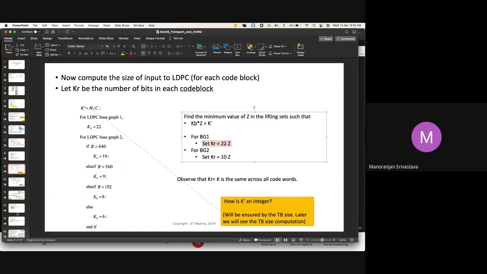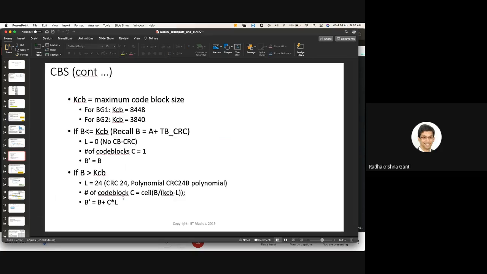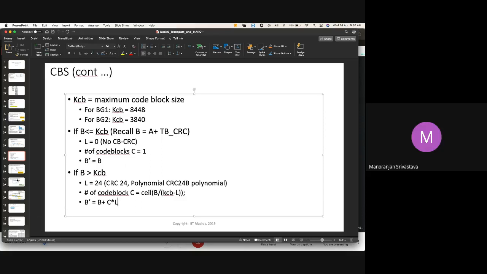Here B dash is what, sir? K dash is equal to B dash by C. So B dash is what? B dash was the total number of bits after you do the code block segmentation and add the 24-bit CRC for each code block. That is B plus C times the number of code blocks times 24. Okay, sir. B dash by C.